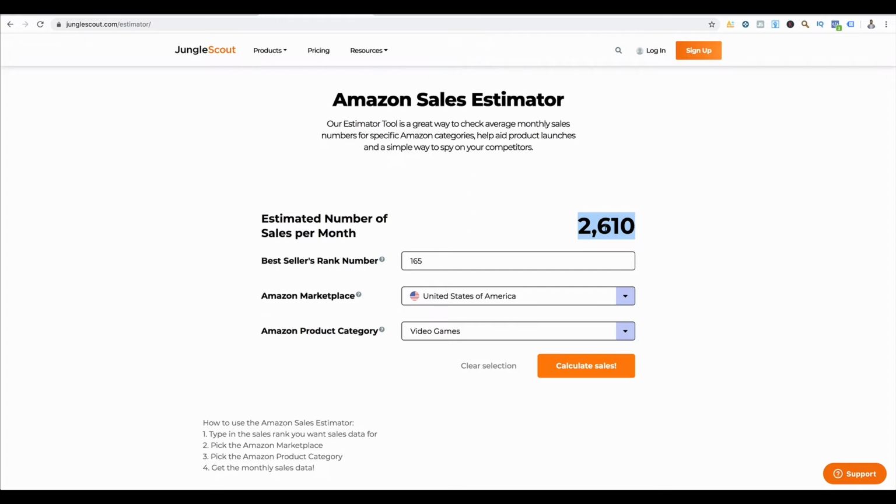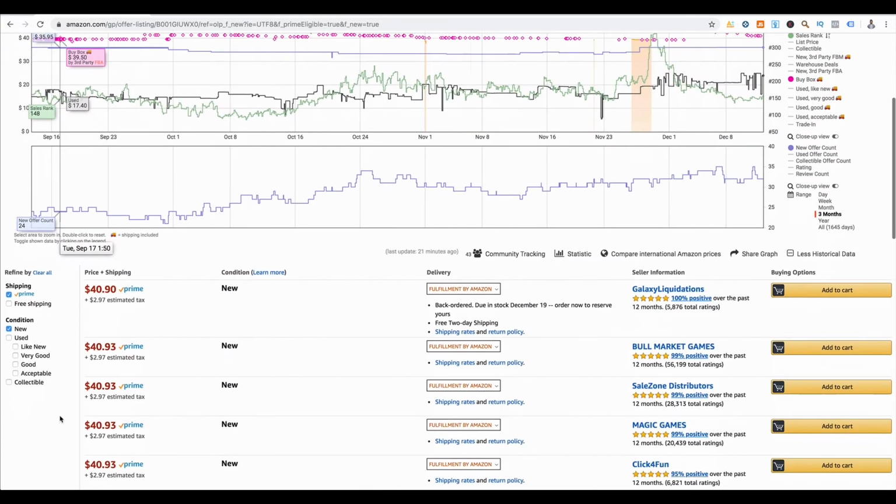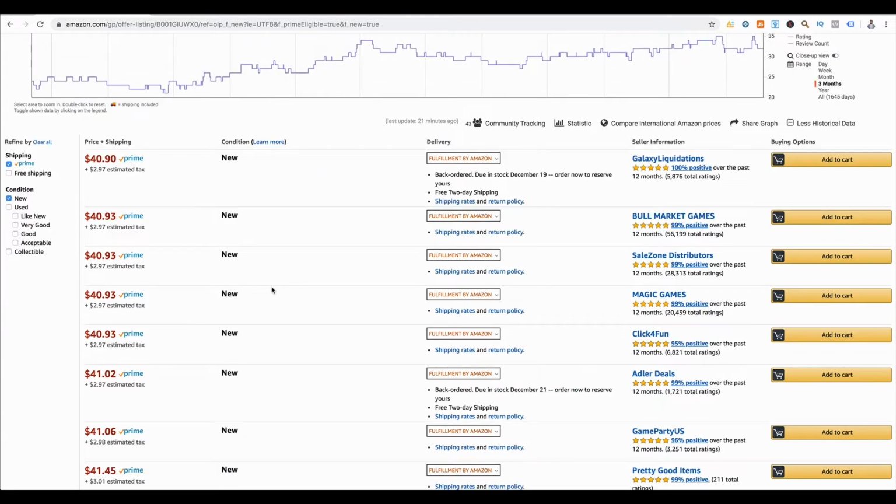So now let's go back and look at our competitors. We want to go here where it says other sellers on Amazon. It's going to take you to this other page, and you want to make sure you check the Prime box and the New box, because we only care about the sellers selling in the same condition and in the same way as we're selling, right? Prime, so they're selling FBA, and New because we're selling in new condition. We have a few competitors here. We have this one at $40.90, but they are back ordered, which means Amazon is still processing their units. And then we also have these 4 other ones at $40.93.